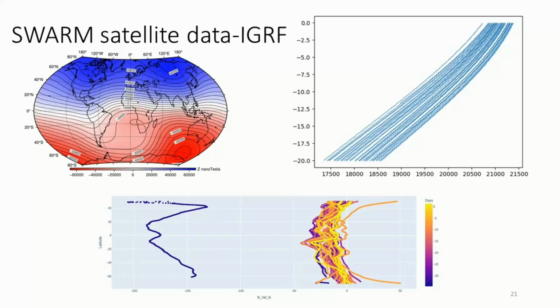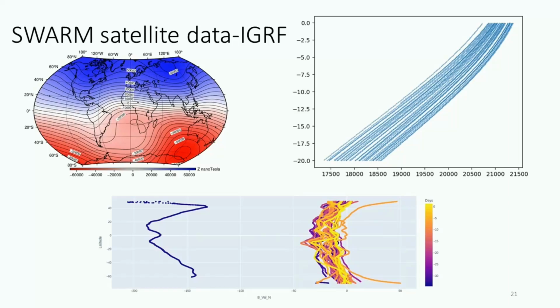One of the most important issues regarding the Swarm satellite data is that the IGRF, or global magnetic model, should be reduced from the raw data. If you plot the Swarm satellite magnetic data, you end up with this plot at the upper right side of the slide, and no variation can be seen in this plot.